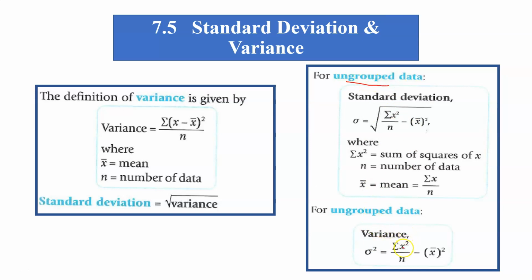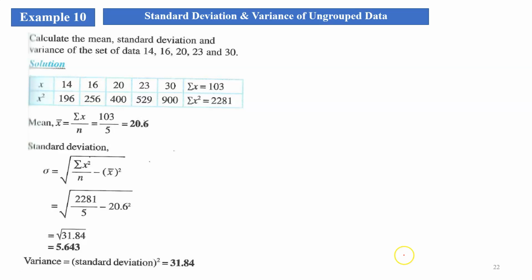For ungrouped data, the variance is given by this. Sigma square means the variance: summation of x square divided by n, minus x bar square. Kalau you perasan, ni actually adalah yang ini, cuma ni dalam bentuk square root. Sebab standard deviation adalah square root untuk variance. Ni sama formula ni, cuma yang ni tidak ada square root.